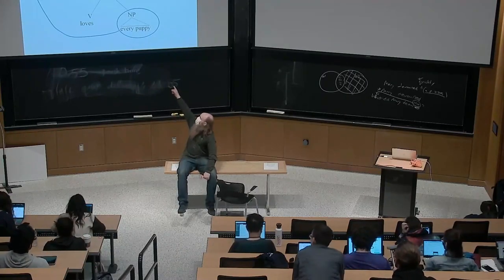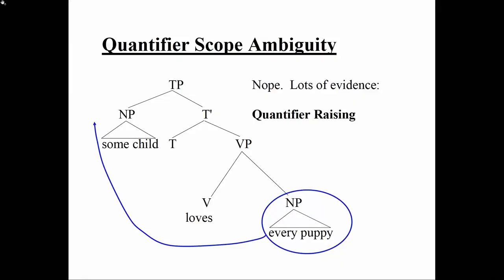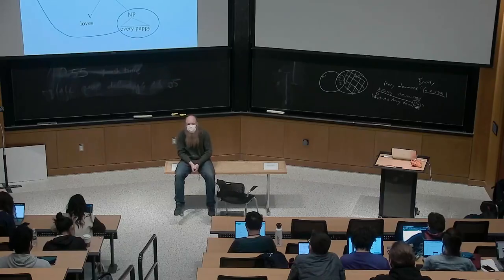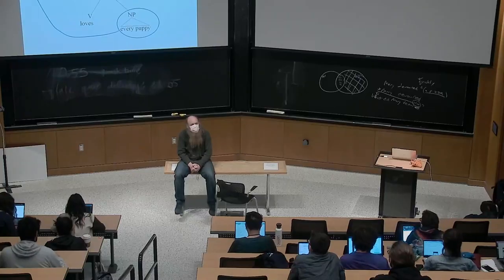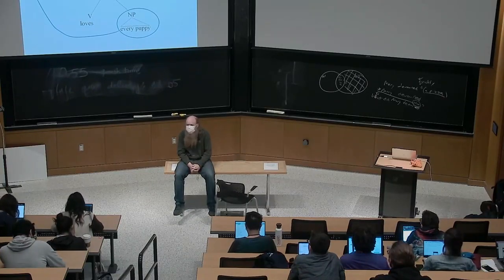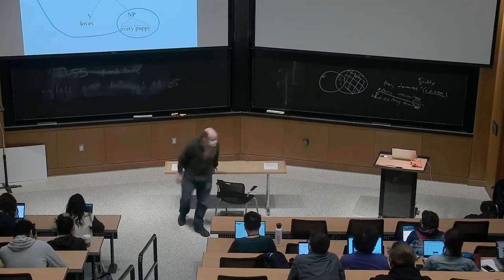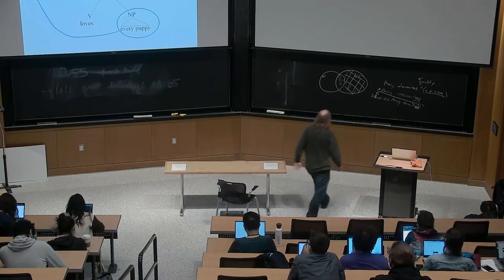I'm going to give you some evidence now that this ambiguity shows up because you have the option of moving every puppy to a position to the left of some child, higher than some child in the tree. But this had better be a different kind of movement, because this sentence is ambiguous even if you don't see the noun phrases going anywhere else. This is a type of movement called covert movement.